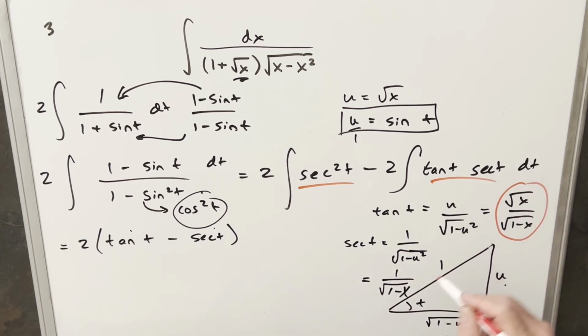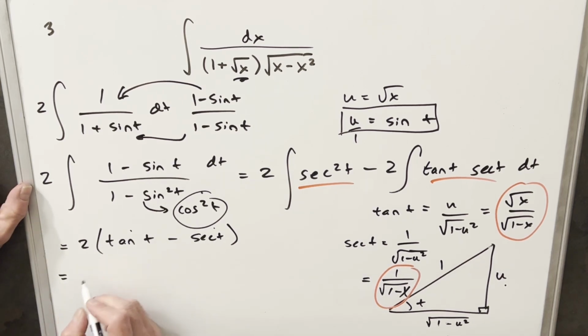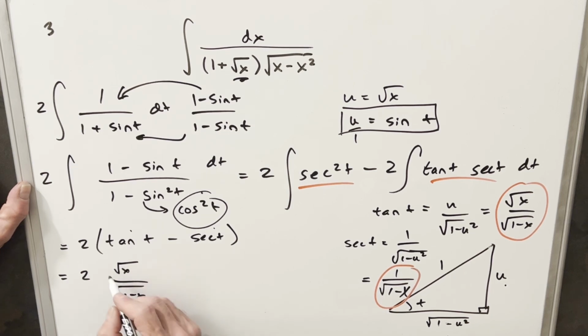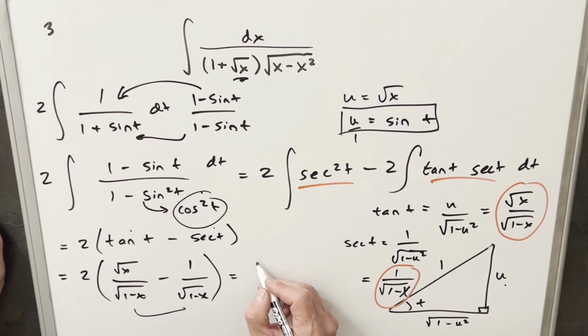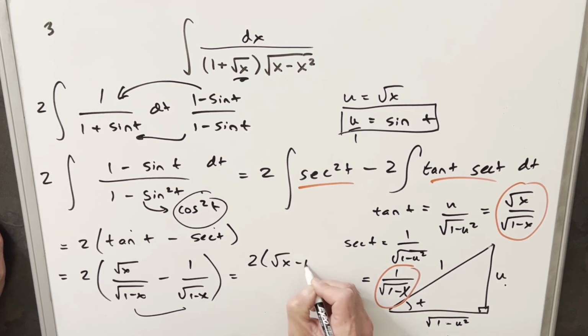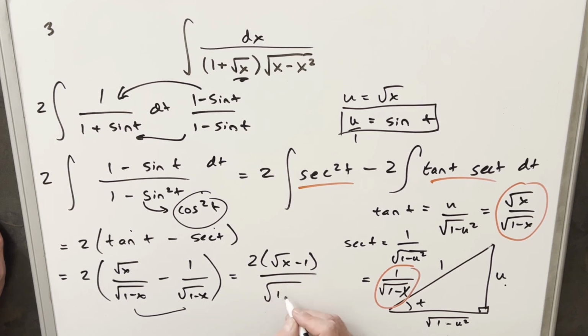So now we'll take these two values and plug them back in for tan and secant. So let's see what we have. We have our tan value, square root of x over square root of 1 minus x. And then our secant is going to be just this thing. But then we have a common denominator here, so I can just put these things together. And so I think for our final solution, I'll write it like this. We'll write 2 times square root of x minus 1 over square root of 1 minus x plus c, and that's it.